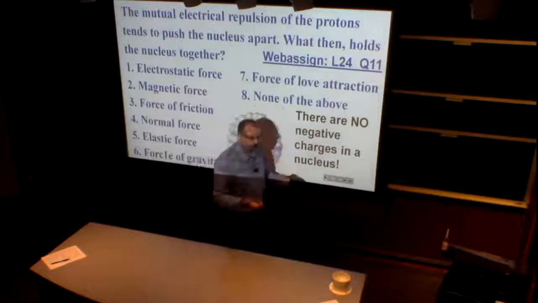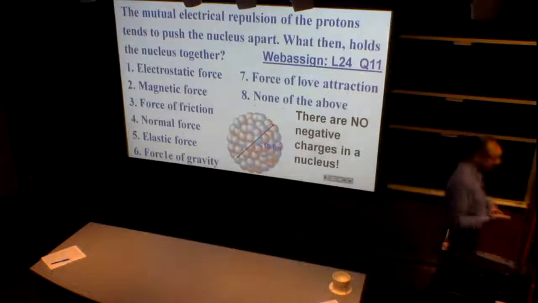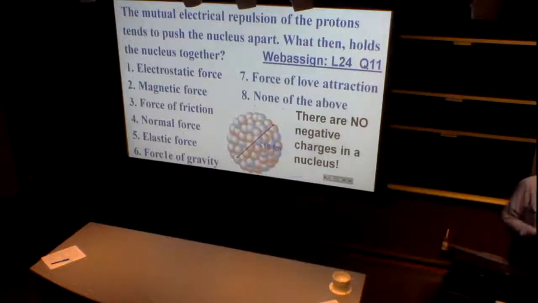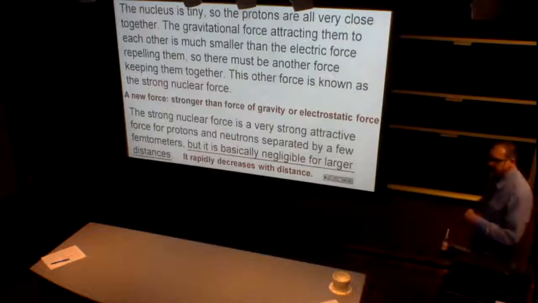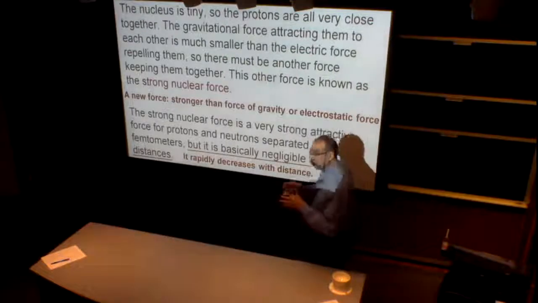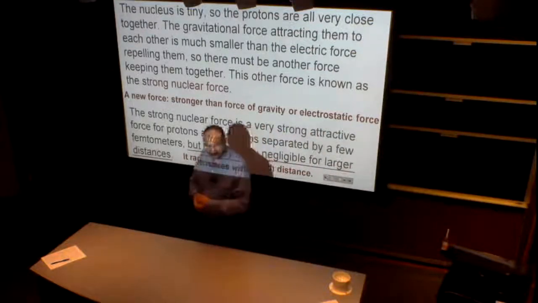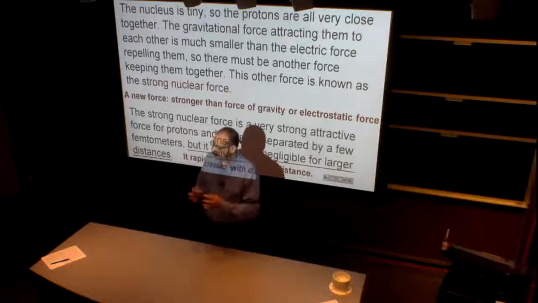What kind of a force? Gravity cannot be so strong. There is no friction, no magnetic force. They don't love each other. So it's a new force. It has to be a new force. And because that force is very, very strong, the official name of that force is strong force. Well, strong nuclear force. That's an official name. That's the force between nucleons.